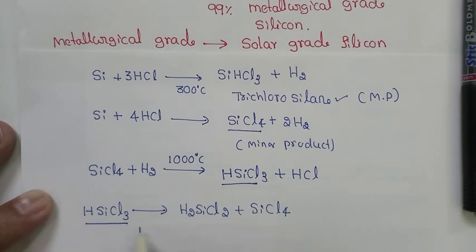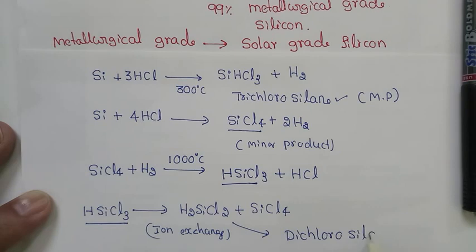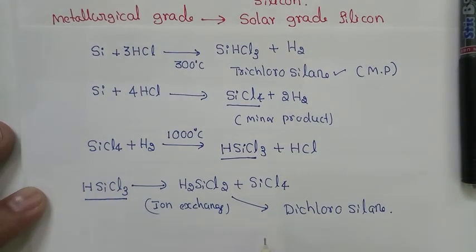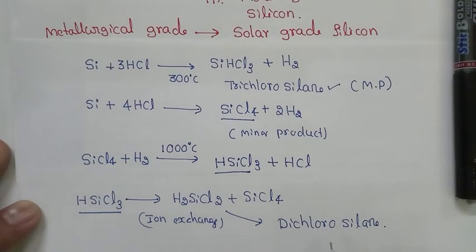So we pass it through a column with quaternary ammonium ion exchanger. As a result, we get dichlorosilane. Now this is called dichlorosilane. The silicon tetrachloride, whatever we obtained, is recycled to the hydrogenation reactor.